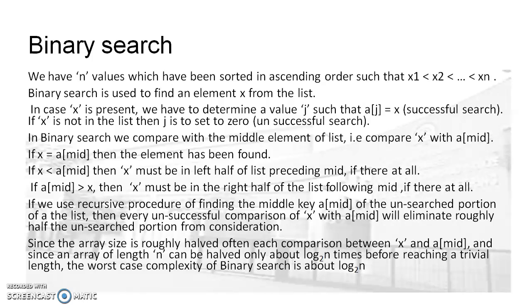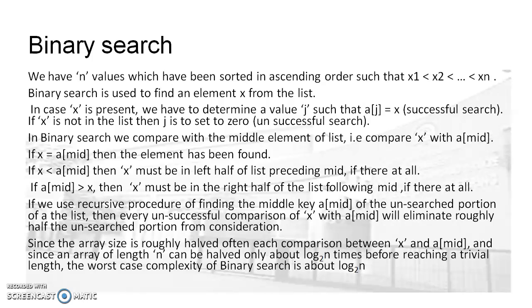But if the element to be searched is less than the element at the middle position, then we discard the right half of the list and we narrow down our search only in the left half of the list. We again apply this divide and conquer technique to the left half of the list.